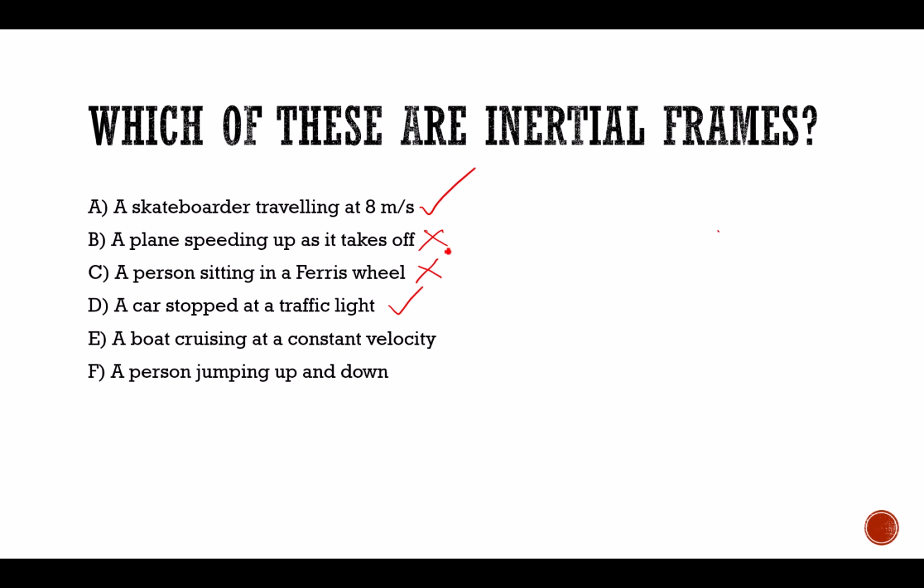A boat cruising at a constant velocity. That one's a bit tricky. Technically, that is true. But of course, boats are prone to waves and fluctuations and moving up and down. And so it's not a very good inertial reference frame. Okay, so theoretically, yes, a boat traveling at a constant velocity is an inertial reference frame, but practically, they are not. A person jumping up and down? No, they're accelerating up and accelerating down.